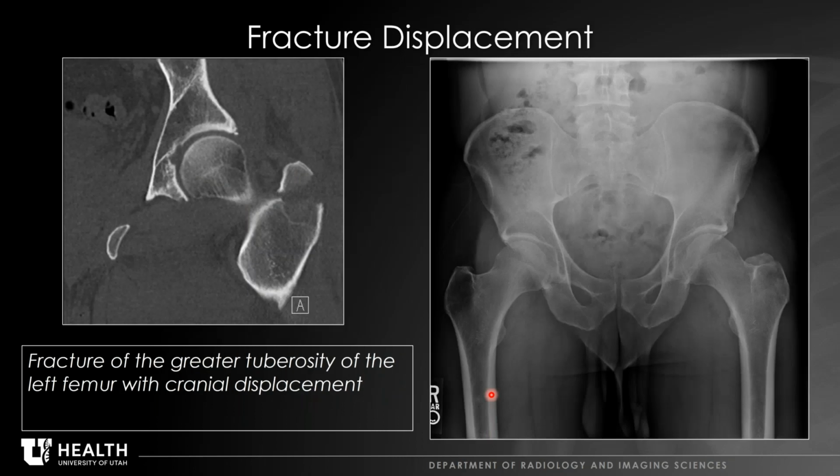So here's a fracture of the greater tuberosity of the proximal left femur, and it shows cranial displacement. So right here on the CT, it's coming cranially or towards the head, or cephalad, and then this would be caudal towards the feet. So here on the X-ray, we can see that this bone fragment was once right here, and now it's displacing proximally or centrally.